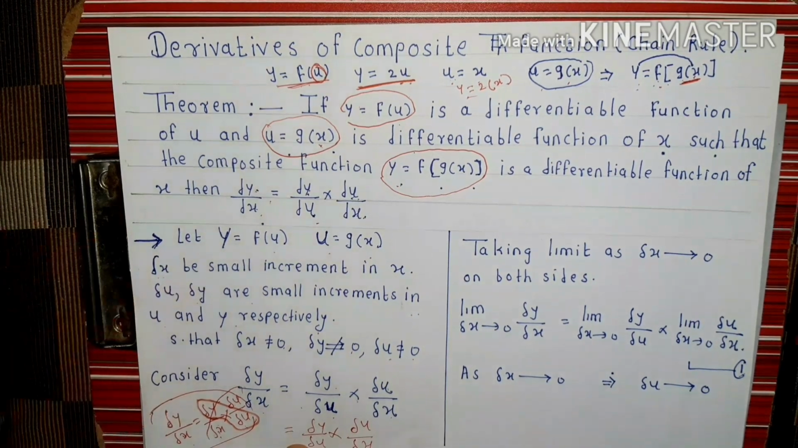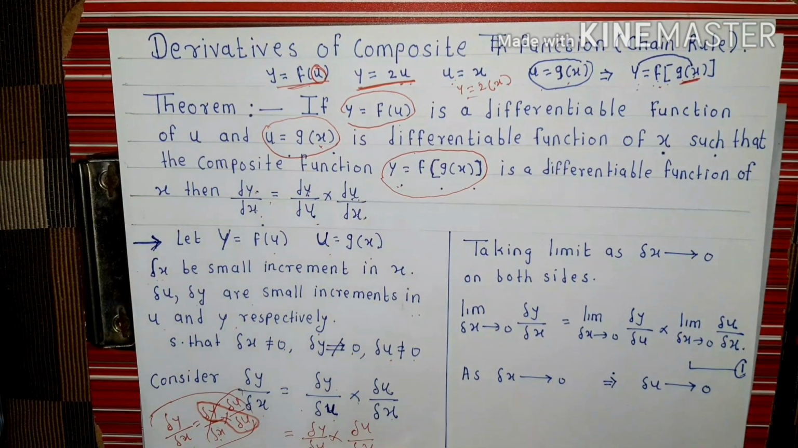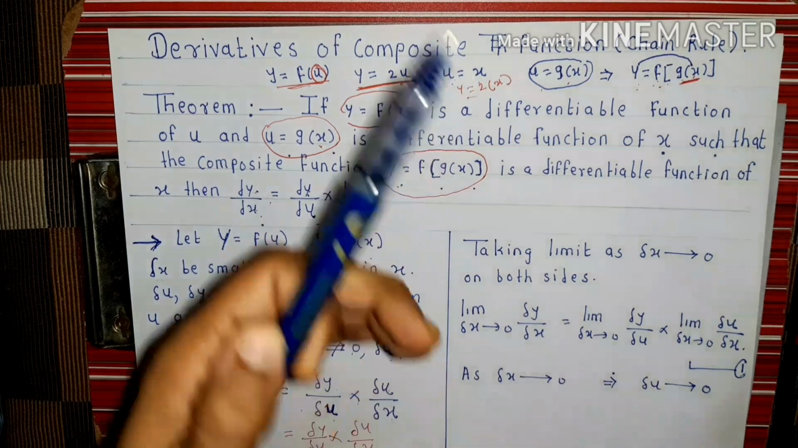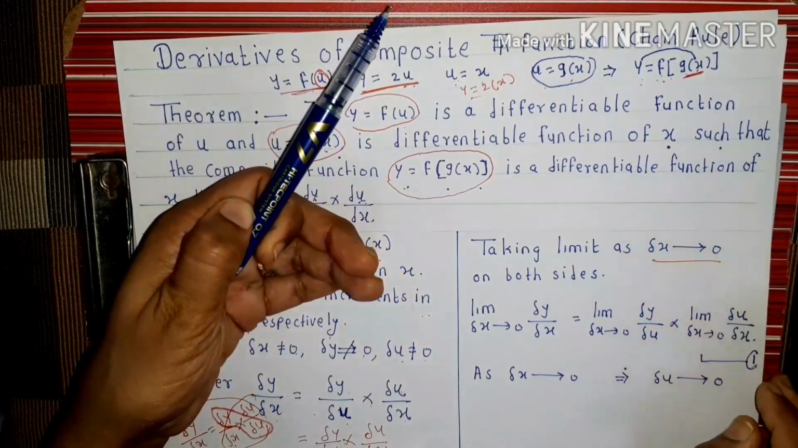Now the next step is taking the limit as delta x tends to 0 on both sides.